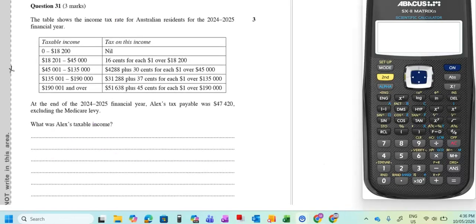Question 31. The table shows the income tax rate for Australian residents for the 2024-2025 financial year. And we have a standard table as shown. At the end of the 2024-2025 financial year, Alex's tax payable was $47,420, excluding the Medicare levy. The question says, what was Alex's taxable income? Pause here to try it yourself.